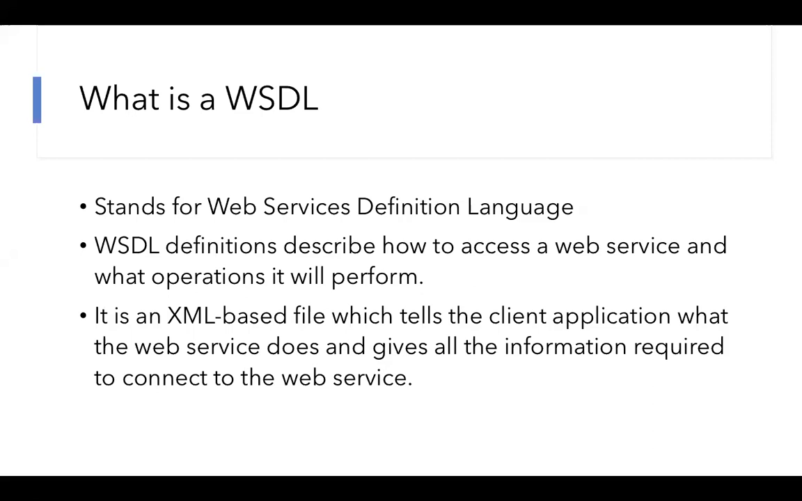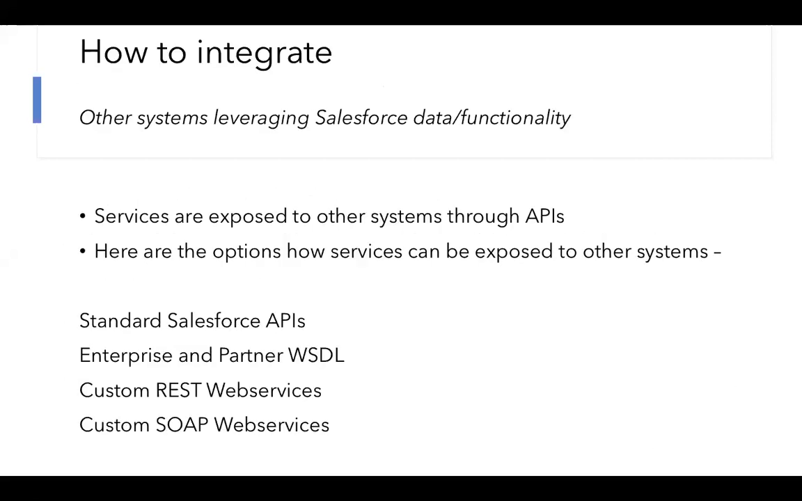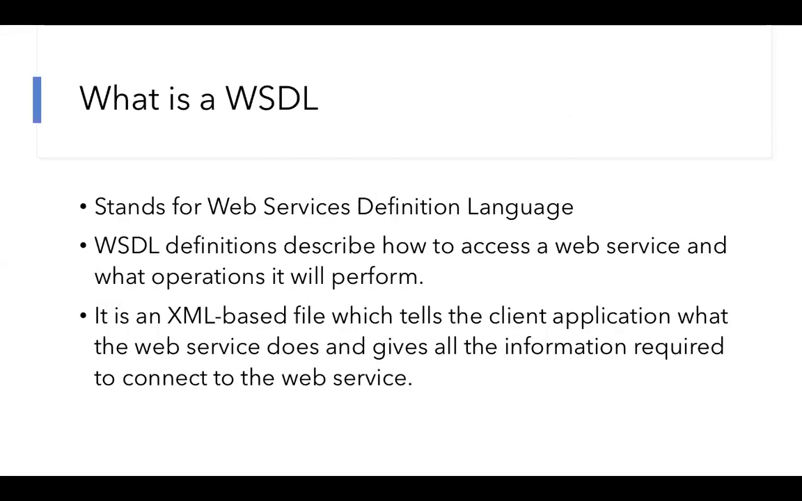Okay, we also said there's a WSDL option in one of these, right? You said enterprise and partner WSDLs, but let's see what a WSDL really is. Just the definition, of course. It stands for Web Services Definition Language, and by the name we can make out that it's got something to do with our web services. So every web service has actually got a definition which is used to identify what it actually does. If you read the next statement, it describes how to access that particular service and what operations it will perform.